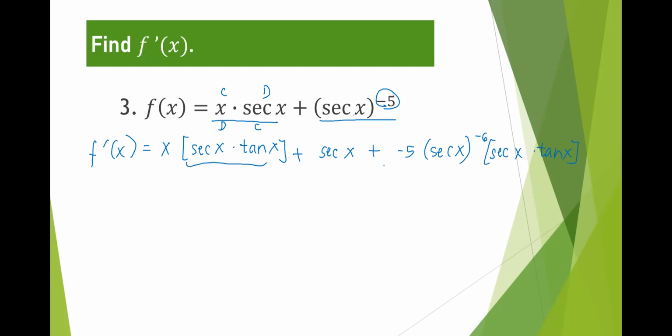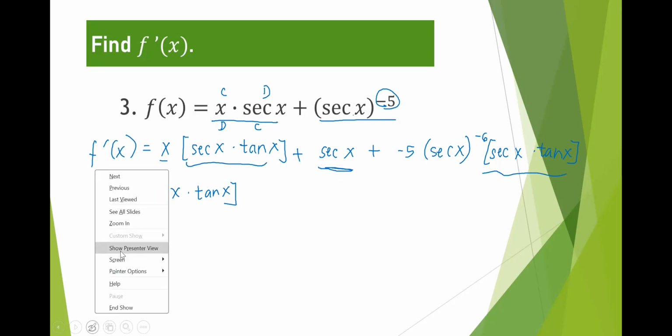Pero we notice secant x tan x is a common factor. Labas natin siya. Ayan. So, labas natin si secant x tan x. So, ang natira dito is x. Ay, hindi pala natin siya pwedeng ilabas. Sorry, kasi this is another term na walang secant x tangent x. So, mukhang si secant x lang yung pwede nating ilabas. Okay. Secant x lang is the only common factor.